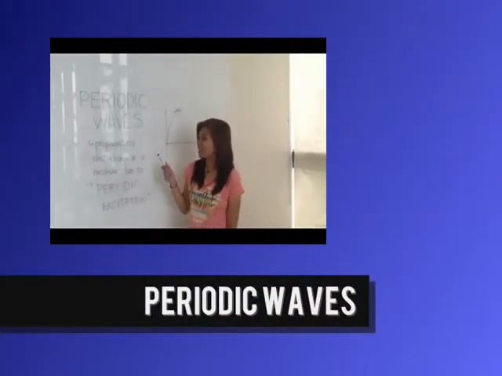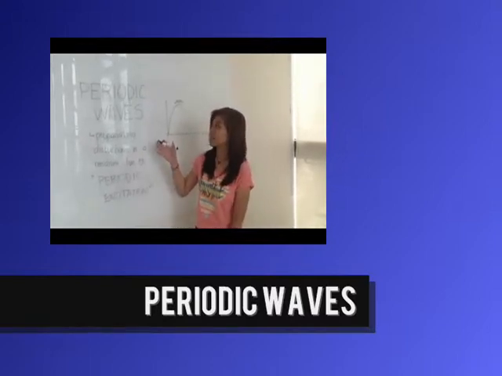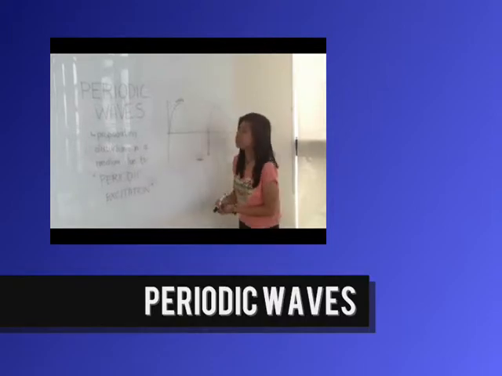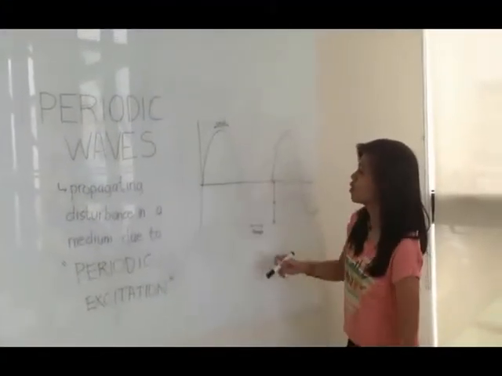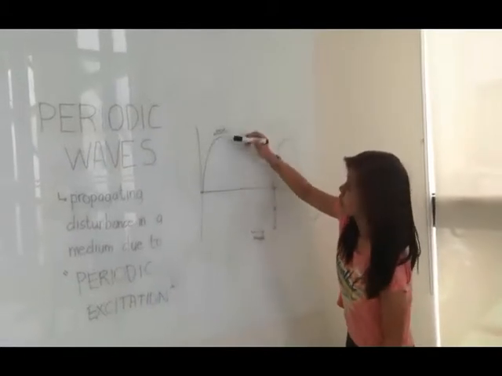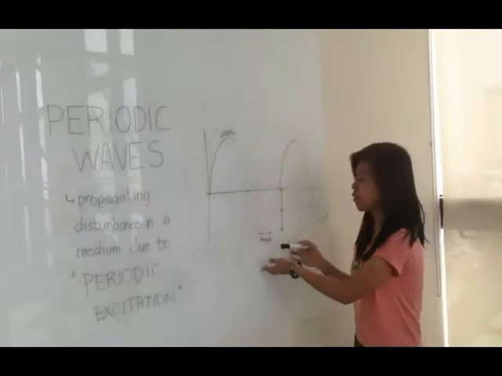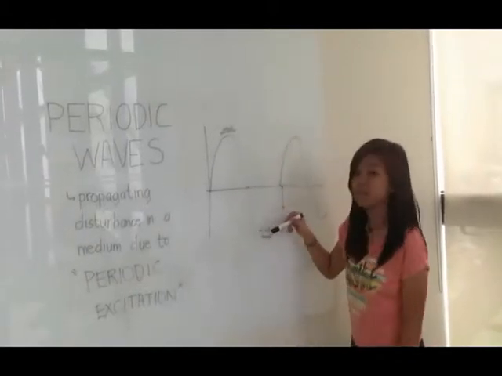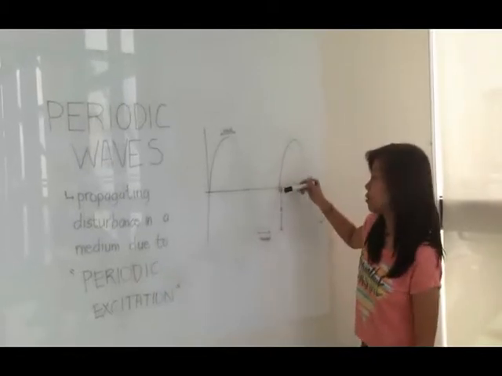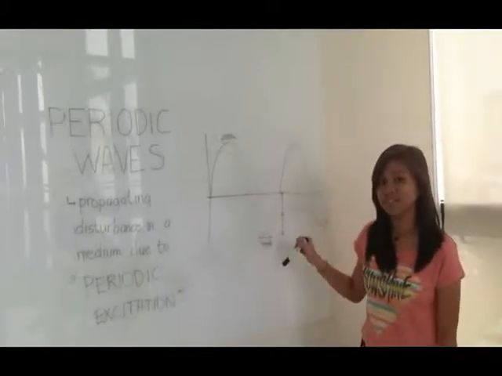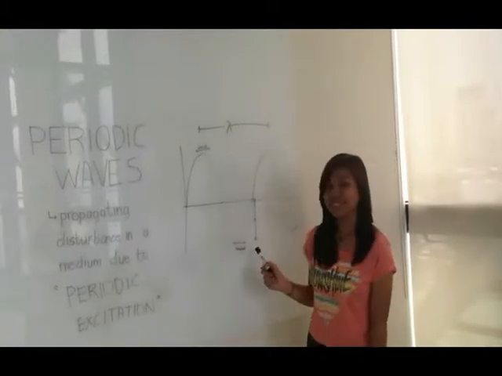Periodic waves are propagating disturbances in a medium due to periodic excitation. So periodic waves are repetitive. An example of a periodic wave is this illustration. This is what we call the crest, which is the upward displacement of the wave, while the trough, this one, is the downward displacement of the wave. The maximum displacement that the wave could reach is called the amplitude. A wavelength is the distance between two successive crests or two successive troughs.